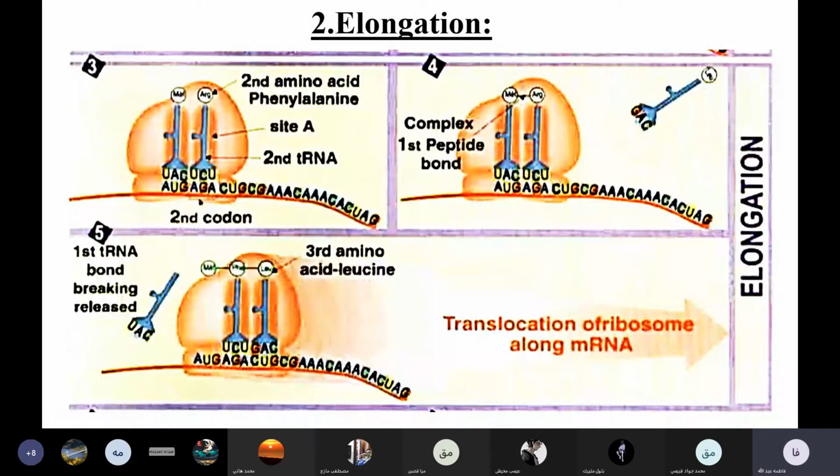We said that in initiation we identified the AUG. The transfer RNA carrying methionine, which is specific for the AUG, sat in the P site. Okay, the A site is empty. In elongation, the first step is that a transfer RNA specific for the codon comes and sits in the A site carrying the amino acid. In the first figure I can see that the A site and the P site are both occupied.